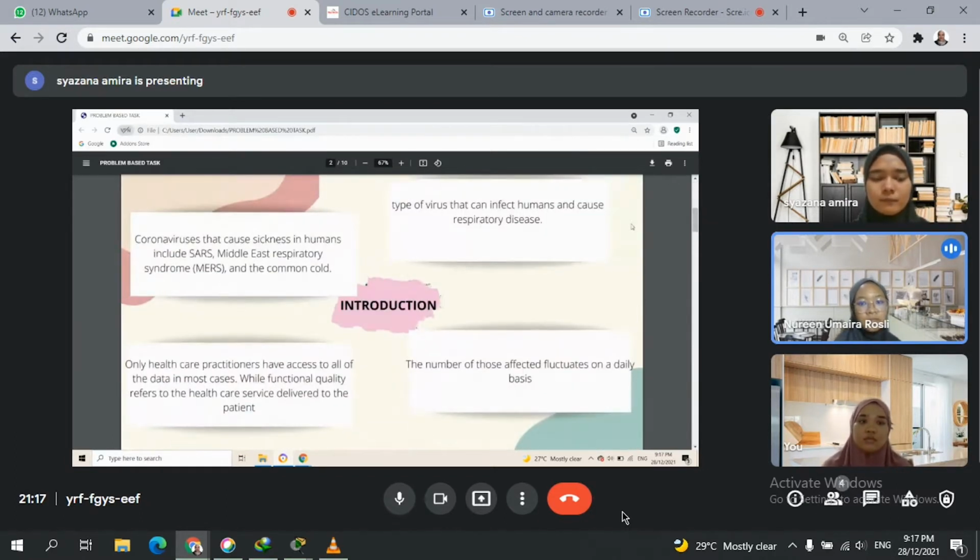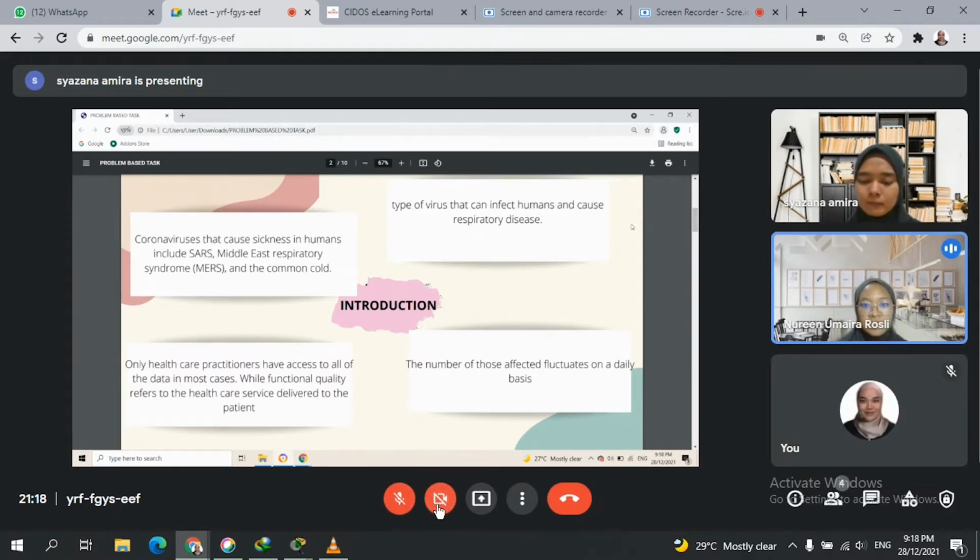For the introduction, coronaviruses are a type of virus that can infect humans and cause respiratory disease, and they are named corona because the virus surface has crown-like spikes. Coronaviruses also cause sickness in humans, including SARS, Middle East Respiratory Syndrome, also known as MERS, and the common cold. COVID-19 is a novel coronavirus strain initially discovered in Wuhan, China in December 2019. Since then, the virus has spread to every continent, and the number of those affected fluctuates on a daily basis.